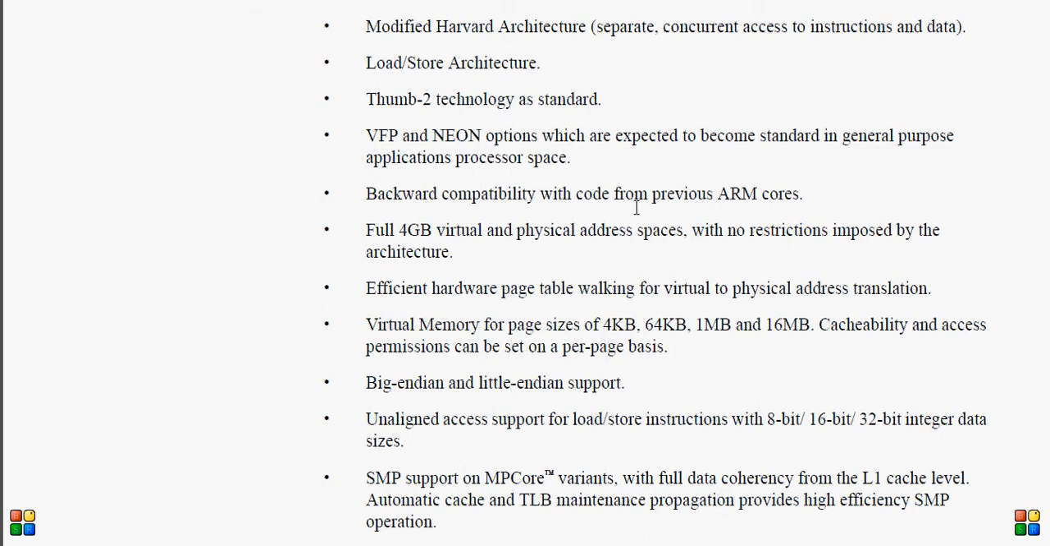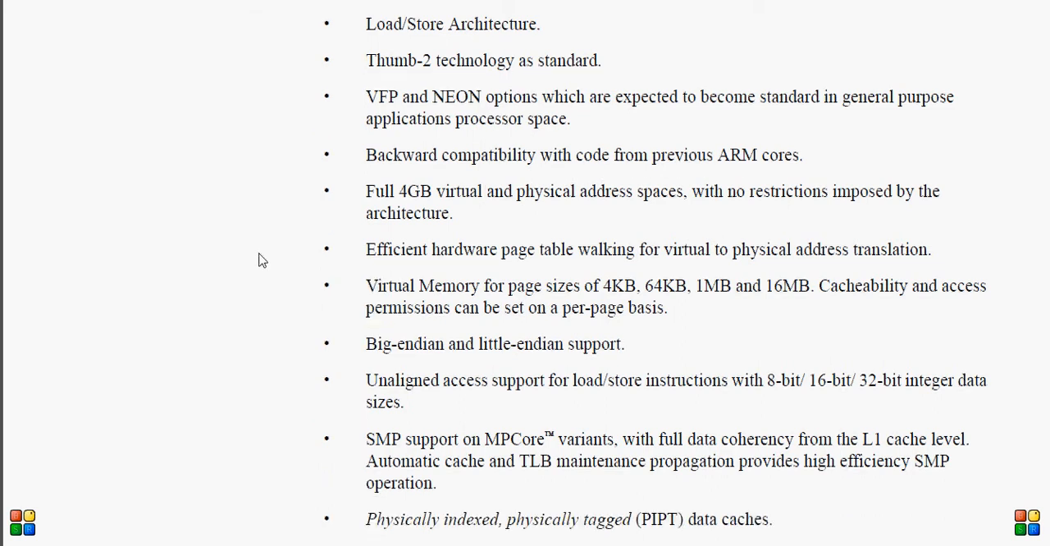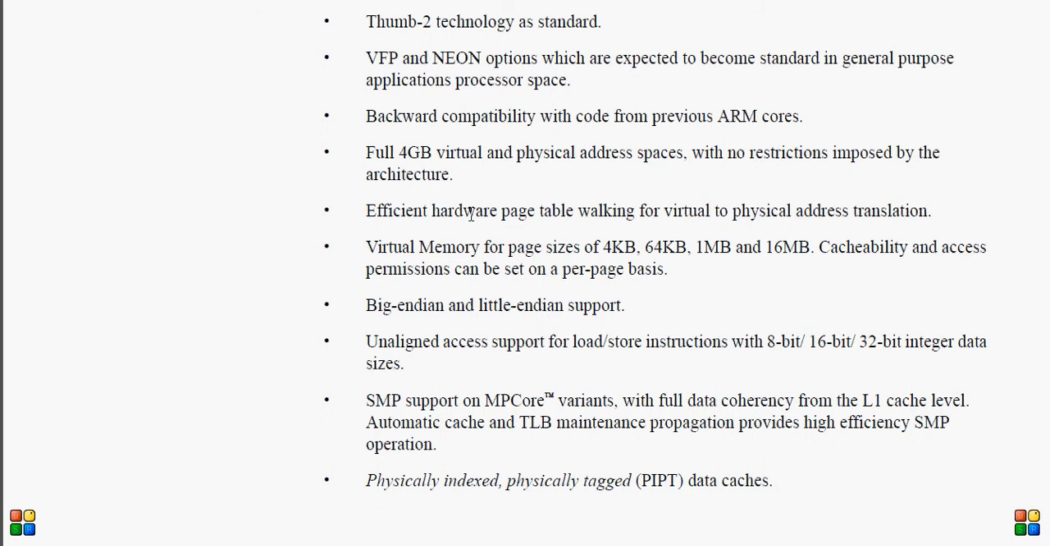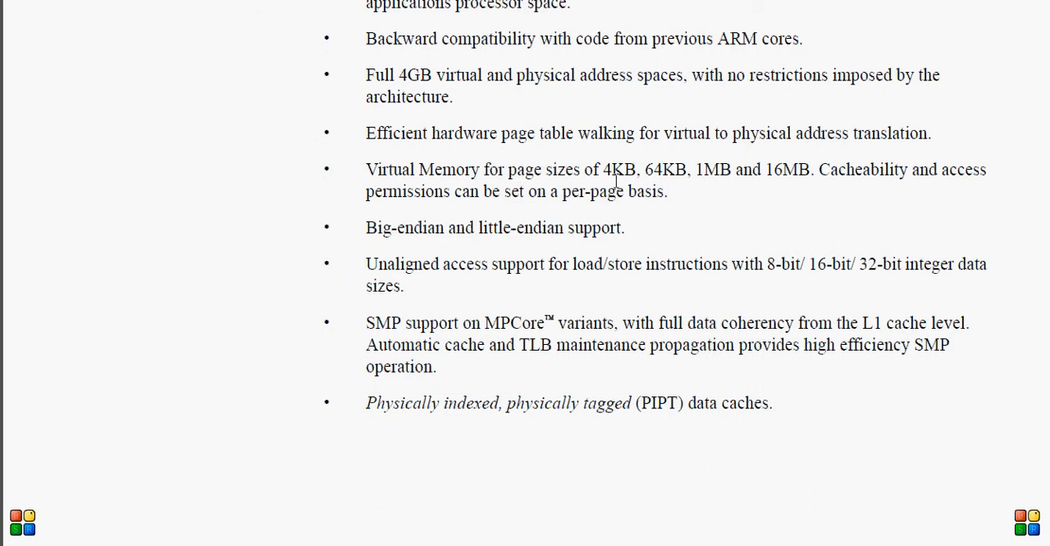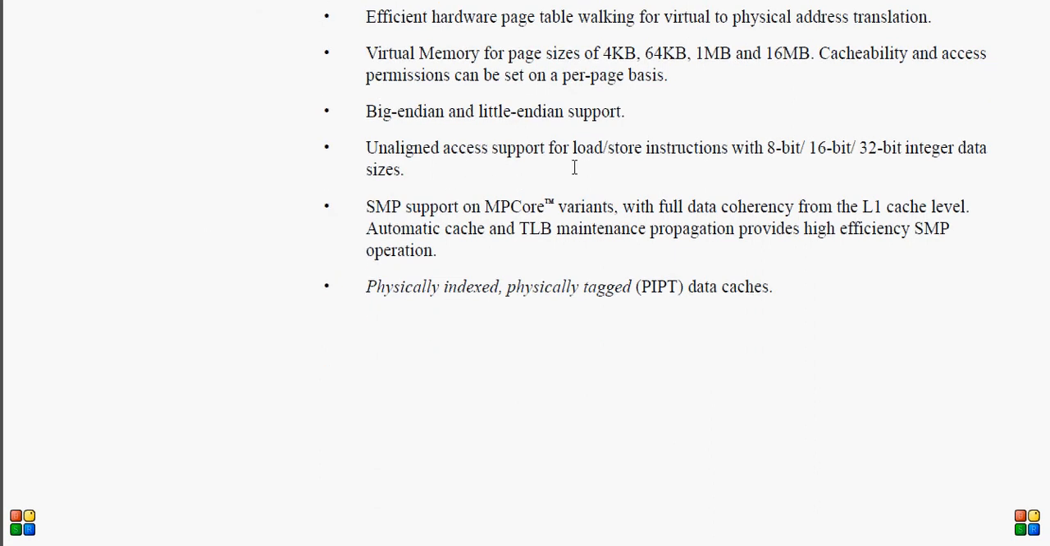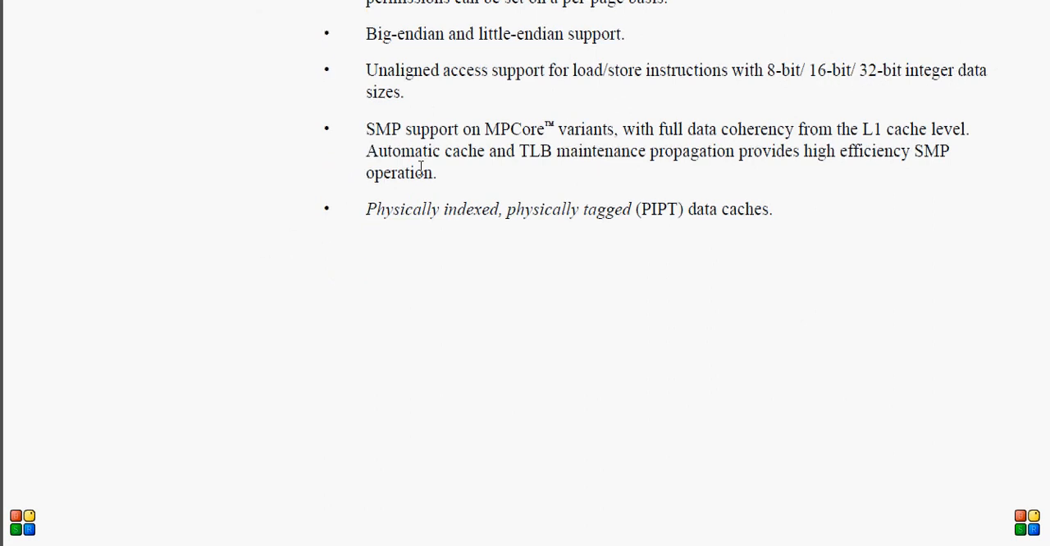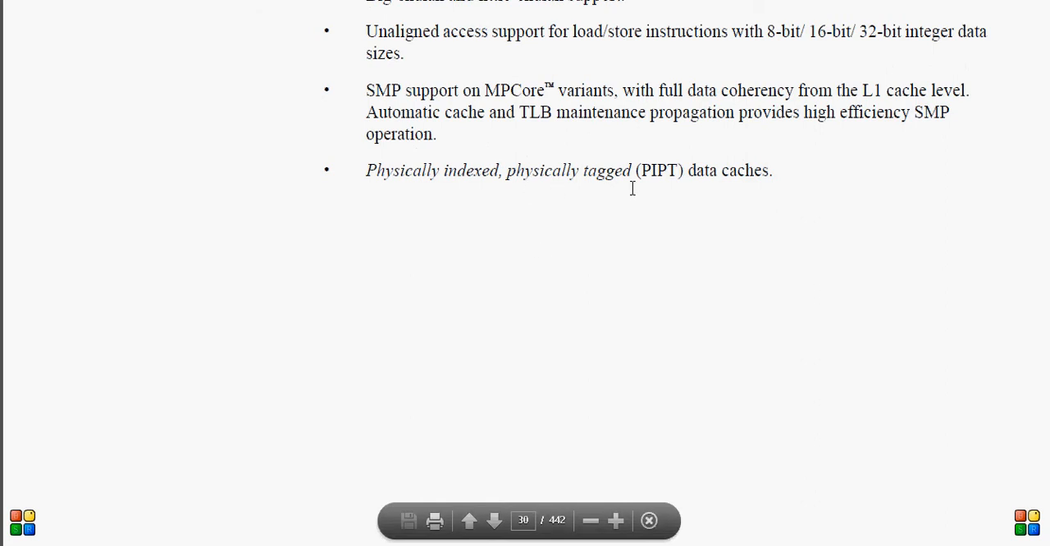There is backward compatibility with code from previous ARM cores, full 4 GB virtual and physical address spaces, efficient hardware page table walking, virtual memory for page sizes of 4 KB, 64 KB, 1 MB, and 16 MB, big endian and little endian support, and aligned access support for load store instructions with 8-bit, 16-bit, and 32-bit integer data sizes. There is also SMP support on MP core variants with full data coherency from the L1 physically indexed, physically tagged PIPT data caches.